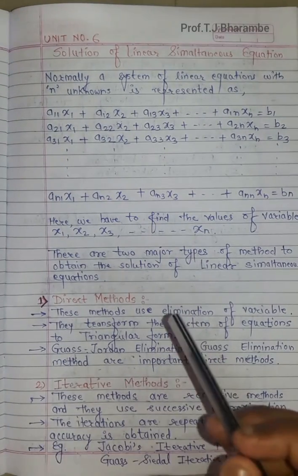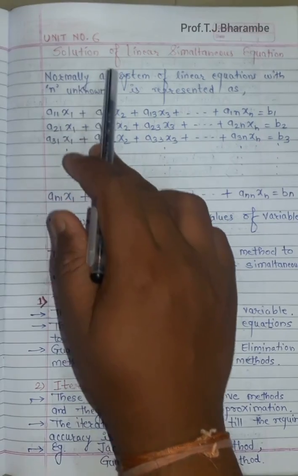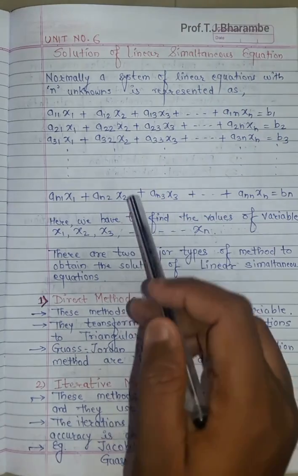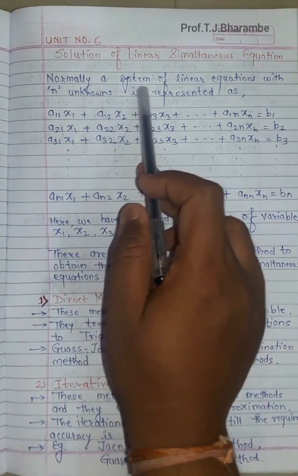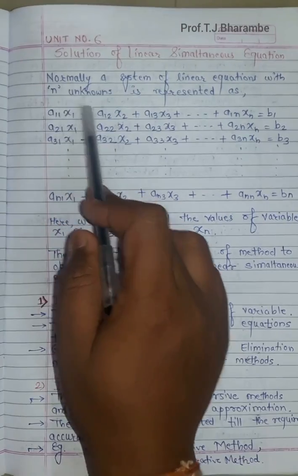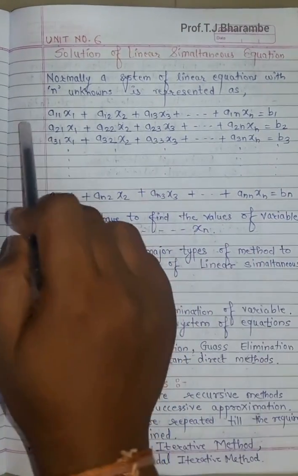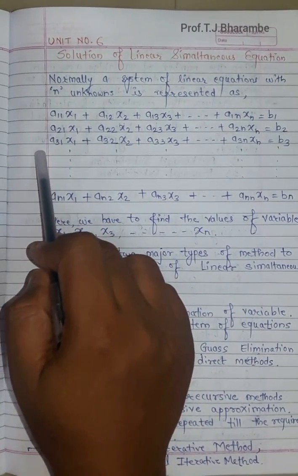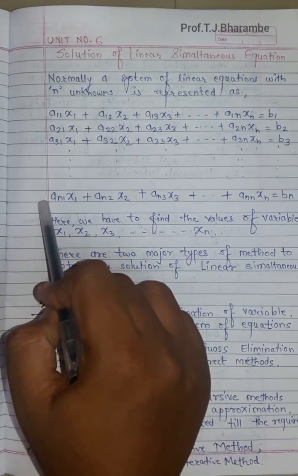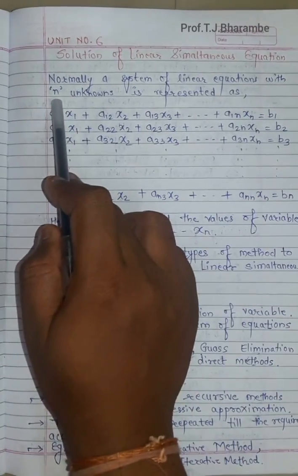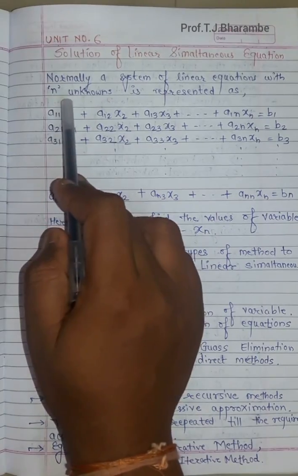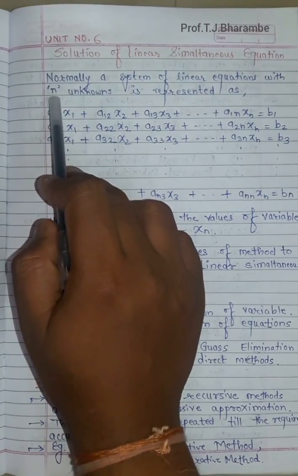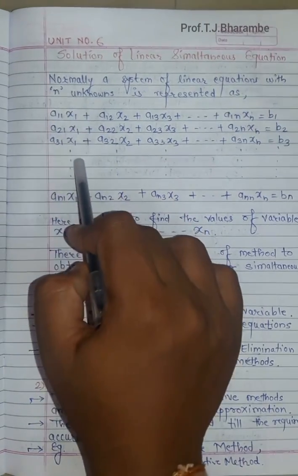Hello students, today we will begin with unit number 6, that is solution of linear simultaneous equations. So see here, we are going to consider a system of linear equations with n unknowns which are represented here. This is my first linear equation, this is second linear equation, this is third linear equation, and this is my last linear equation. We have taken n unknowns, therefore we have taken n number of equations. If we consider 3 unknowns, then we have to consider only 3 equations.